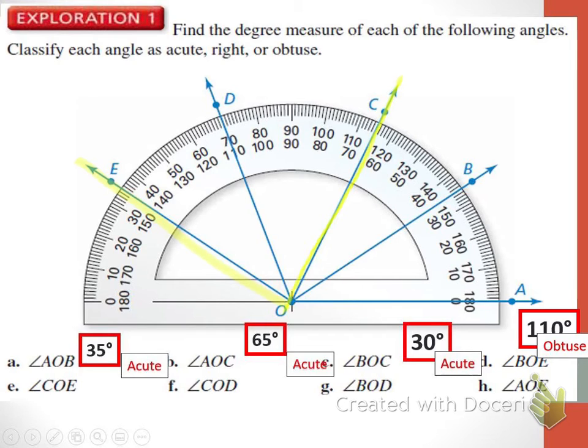COE. So we said OC is at 65, and OE is still at 145. So go ahead and subtract them. What is 145 minus 65? 80, which makes it still acute.